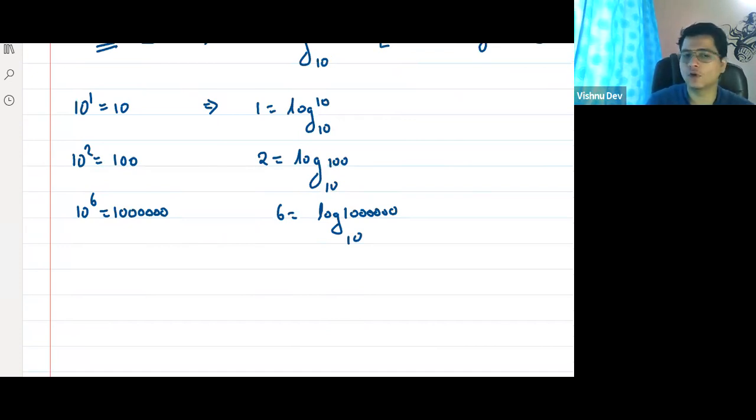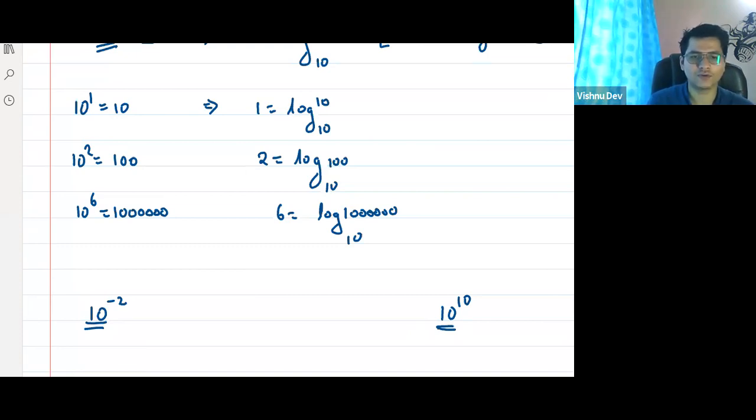Suppose you want to measure something whose values can be as small as 10 to the power minus 2 and as big as 10 to the power 10. Think about it. Can you use your normal scale? Tell me, can you use your normal scale?